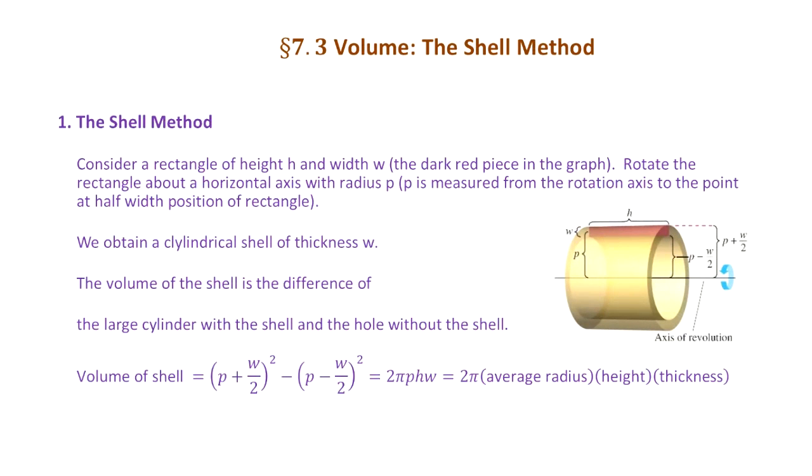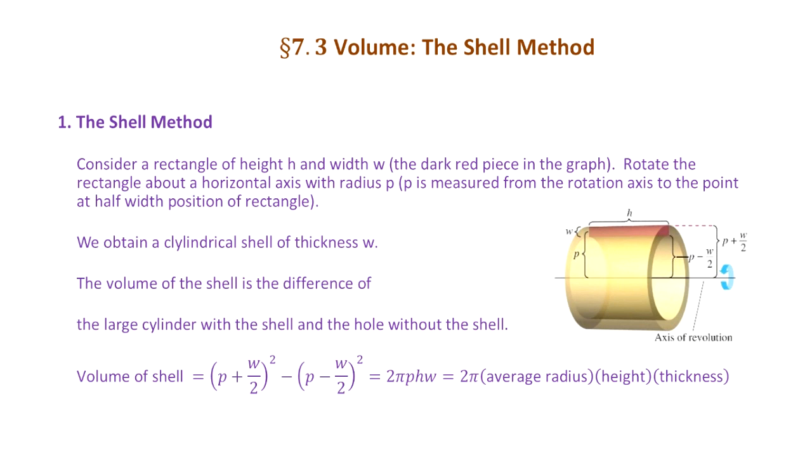by this formula. I think I missed something here. It should be 2 pi h (p plus w over 2) squared minus (p minus w over 2) squared. That's not complete. They should have both 2 pi h to multiply to each part.